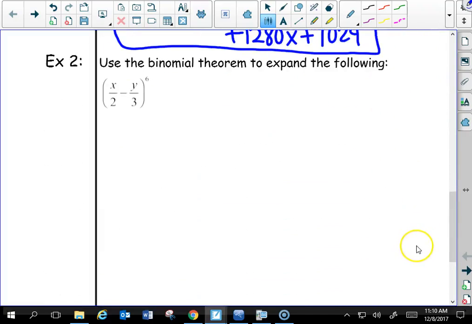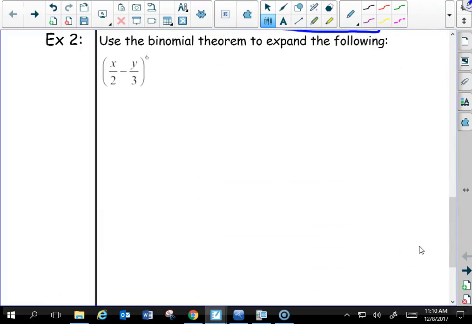Okay, use the binomial theorem to expand the following. It's the same idea, only I wanted you to see this fraction work. In fact, I'm going to stop this video. This one's going to take a while.